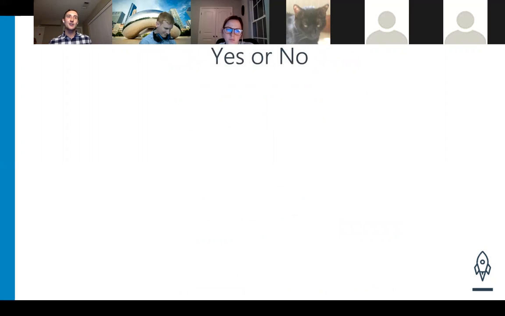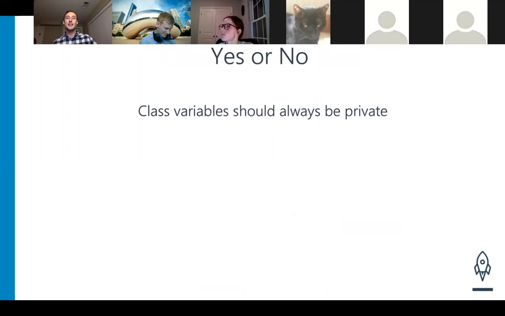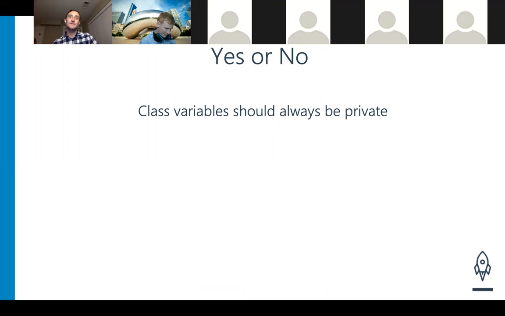Tell me the truth, yes or no. Quick concepts: class variables should always be private. True or false? No. Wait. Yes. False. They don't have to be.